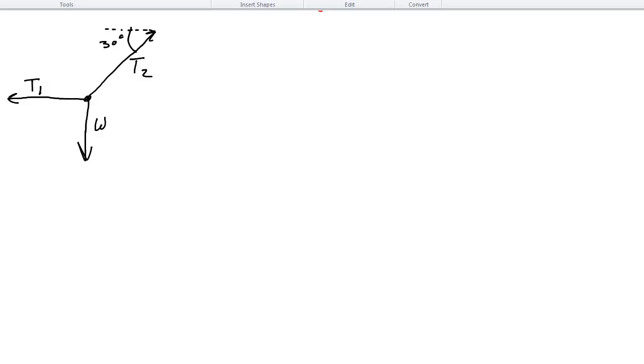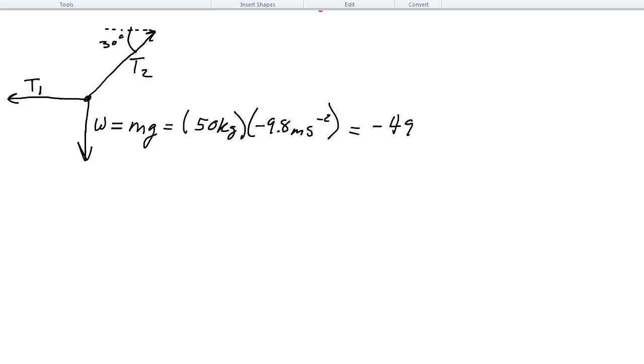And so first off, I do know the weight of the ninja because I know the mass of the ninja. Remember, weight is mass times the acceleration of gravity. So if the mass of the ninja is 50 kilograms and the acceleration of gravity is negative 9.8 meters per second squared, I get negative 490 newtons of weight acting on the ninja. And so remember that only the vertical component of the vectors support the weight.